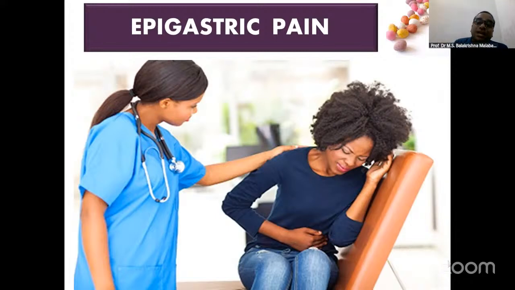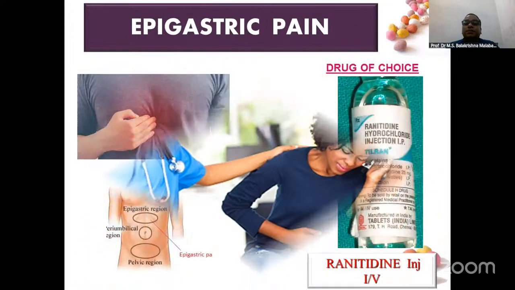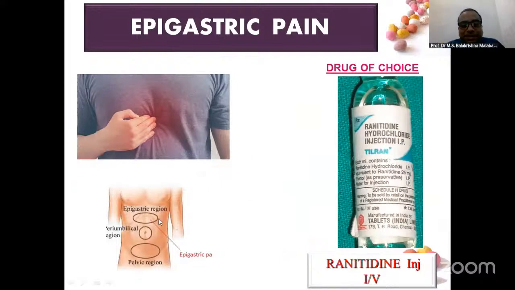Now, the second possibility could be epigastric pain because of a gas problem. Patient may be having angina pectoris. So where could be the problem? It is basically at the epigastric region. You can see here the circled one. This is the region where there will be pain across the chest. So the drug of choice is ranitidine, which after every extraction we give as Rantac. So this is the ranitidine injection which will solve this problem.